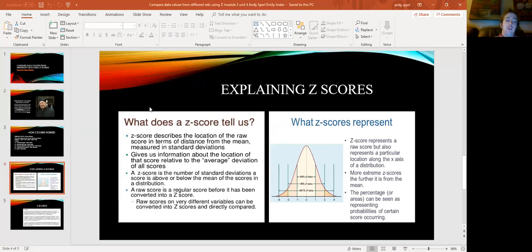It is also a raw score, which is a regular score before it has been converted into a z-score. And the raw scores on very different variables can be converted into z-scores and directly compared.